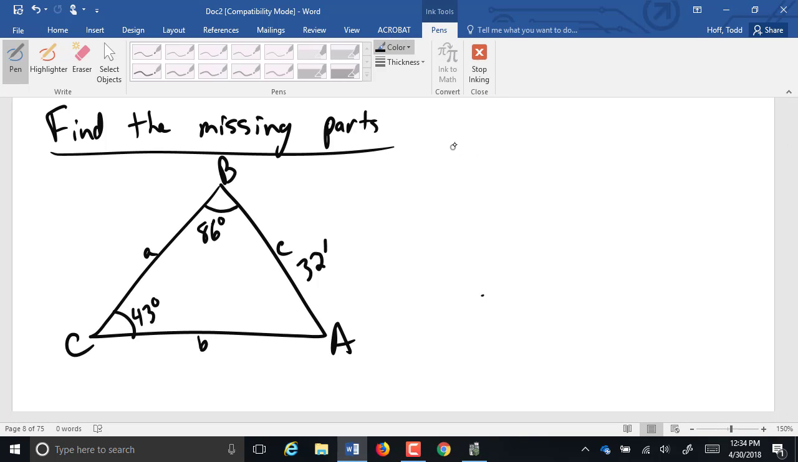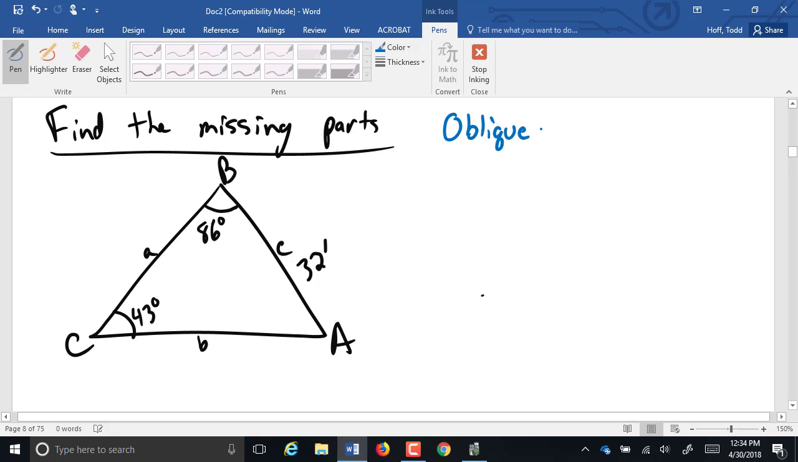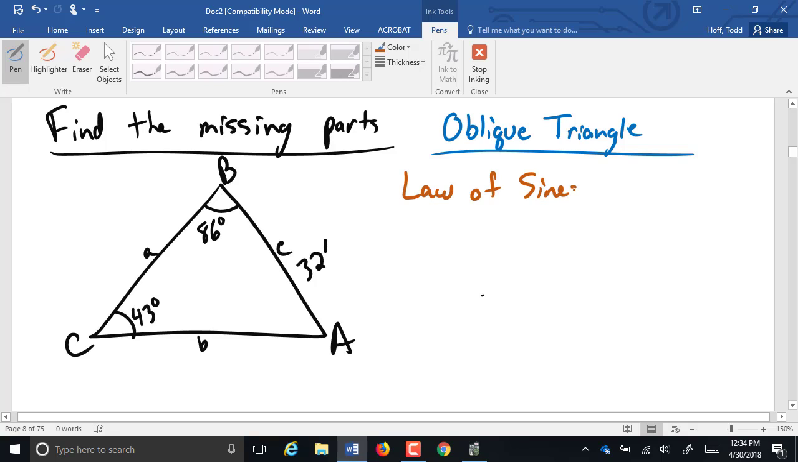So since there's no right angles in here, we cannot use our right triangle trig. This is what's called an oblique triangle. And to solve it, one of our first tools that we have is something called the law of sines.